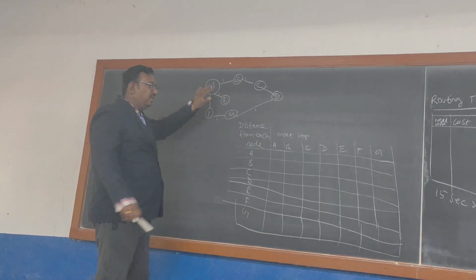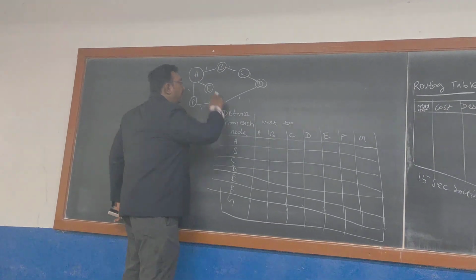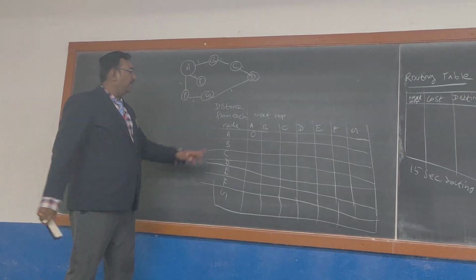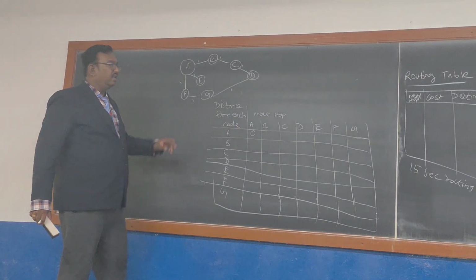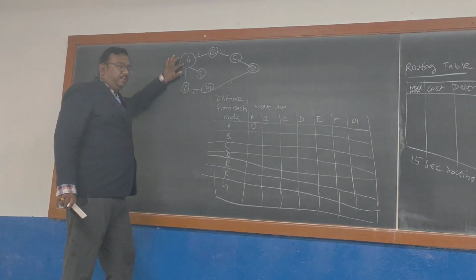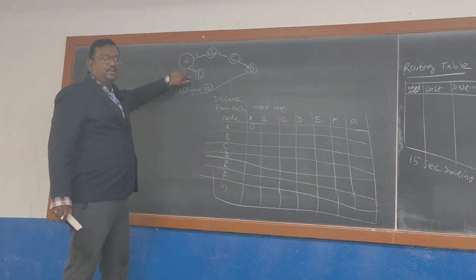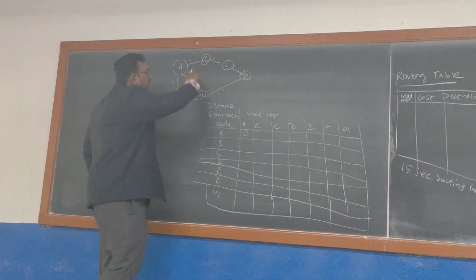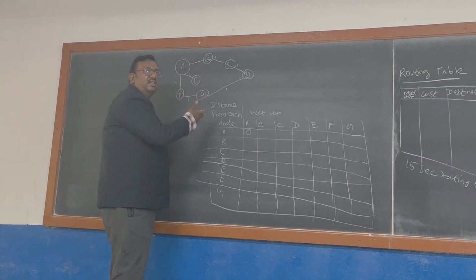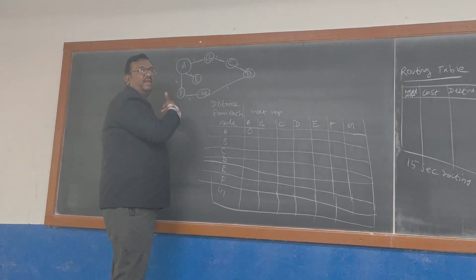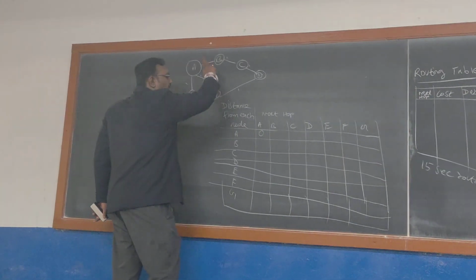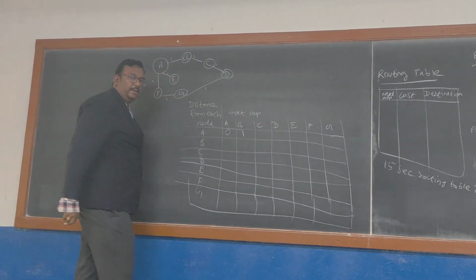What is the distance we are going to calculate? From A to A, you do not have any distance, so you put 0. Next, A to B. We see whether a path is available from A to B. In this diagram, you have a path from A to B, so the cost is 1. I said that by default, if the network does not specify a cost, you make it 1. So from A to B, it is 1.